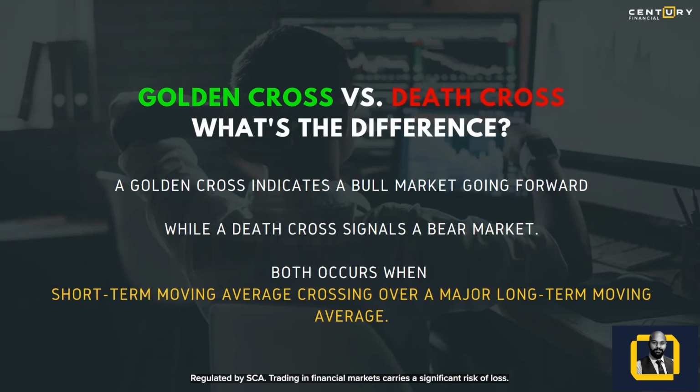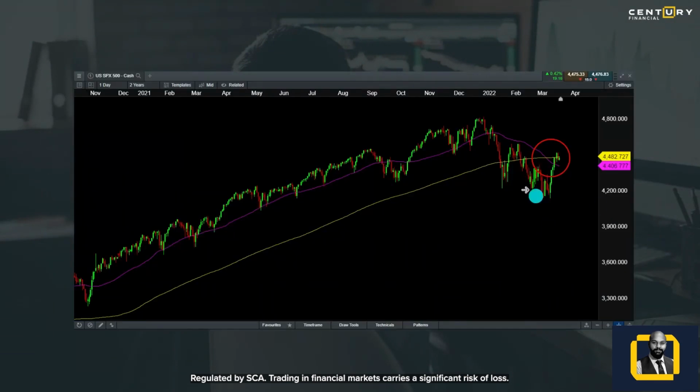The golden cross indicates a bull market, meaning when the crossover happens, you can expect the market to be in a bull run, on an upward trend. A death cross, as the name suggests, indicates a bear market, and you can expect the markets to continue dropping. If you're a short seller, you can take advantage of a bear market as well. Both occur when a short-term moving average crosses over a major long-term moving average, like I just mentioned earlier. In this case, we are looking at a short-term moving average crossing below a long-term one.